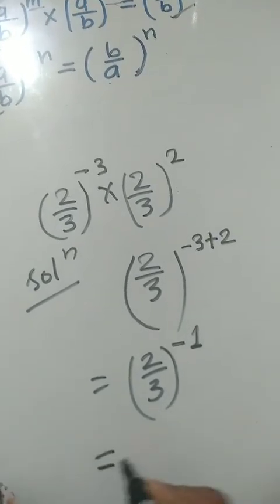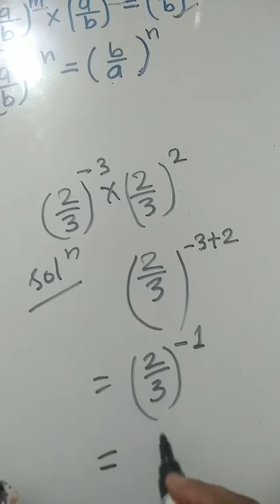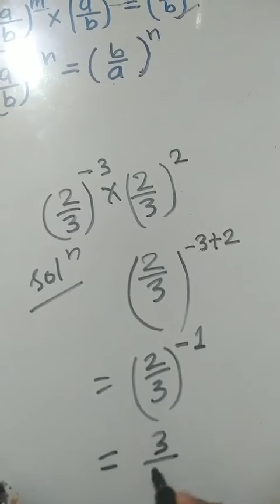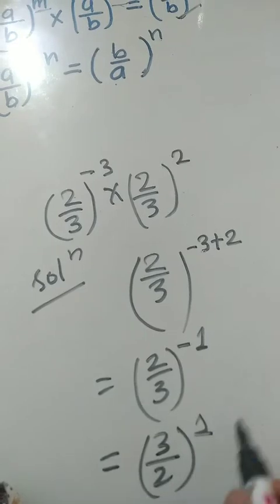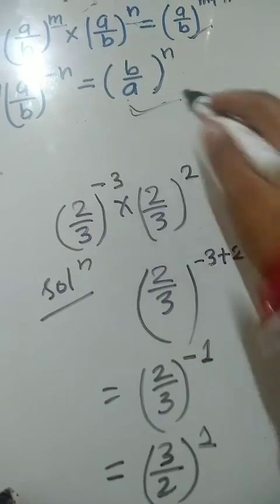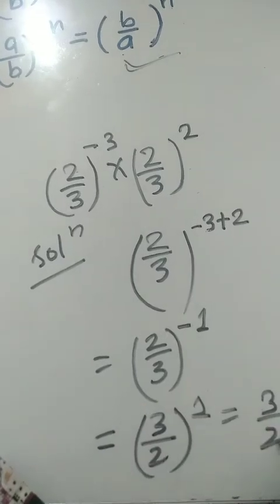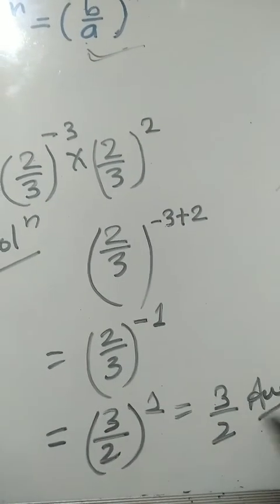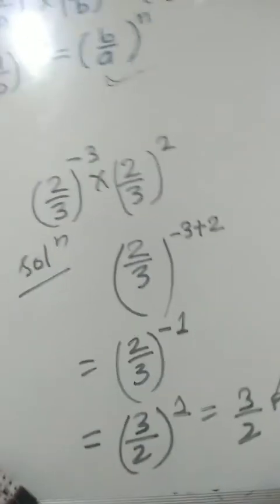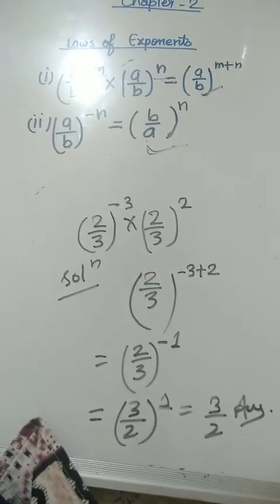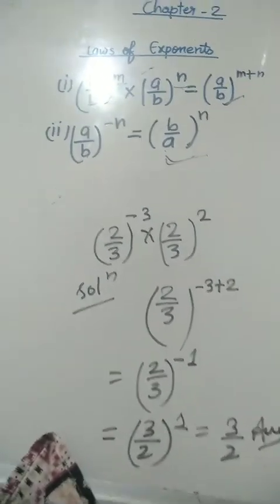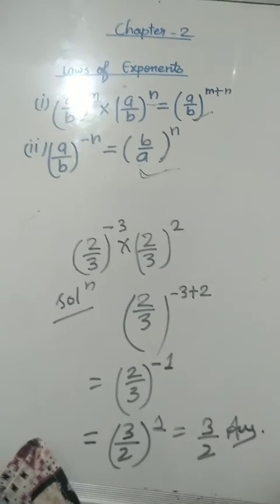So this one also we can solve. (2/3) to the power minus 1 we can write as (3/2) to the power 1 by the second formula. And if we solve this, then again 3/2 only we have. This is our answer. So I hope you can solve question number 1 and 2 of your exercise 2A. Thank you.